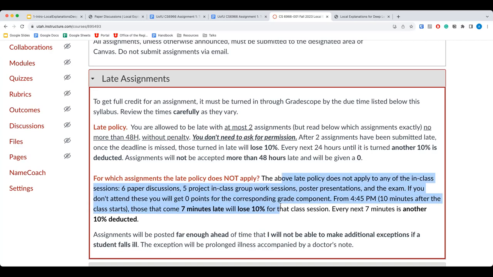If you do need to submit something that we are going to use for our in-person activity, then it's impossible to be late, because if you submit something after the activity is done, then there is nothing you can do about it. So stuff like that.